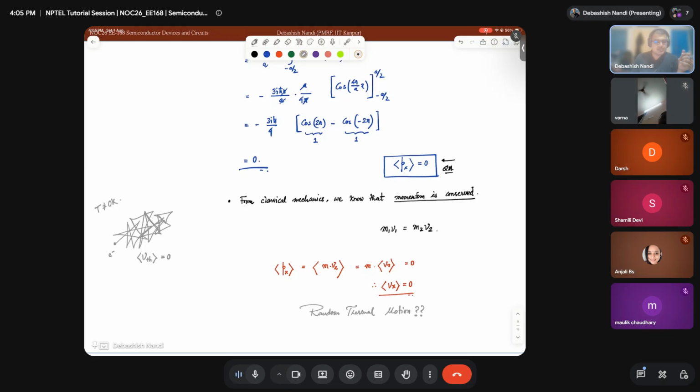So this mass being scalar, you can take it out of the expectation or the average symbol, and your velocity can be zero. So the average value of the momentum can be zero, right? This is a distinction from your classical mechanics, fine.